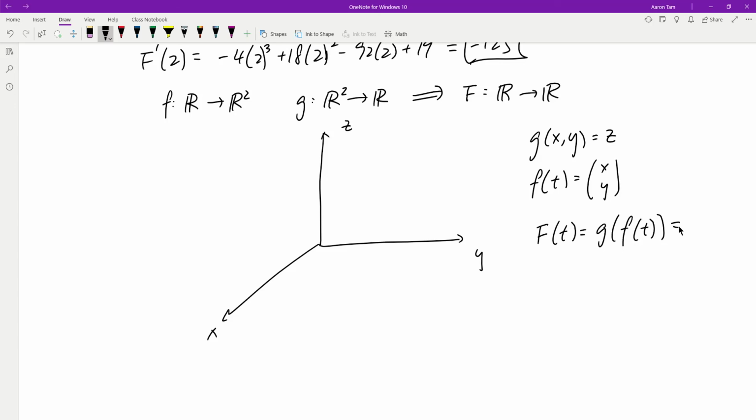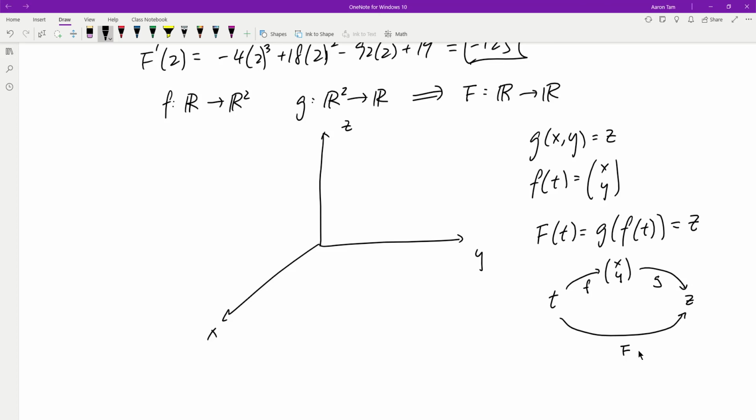And what is the output of f? Well, the output of f would be z. Remember the picture where we start from t, we go through f to get to x, y, and then x, y go through g to get to z. And that is, in this case, how function F would do. F directly goes from t to z.